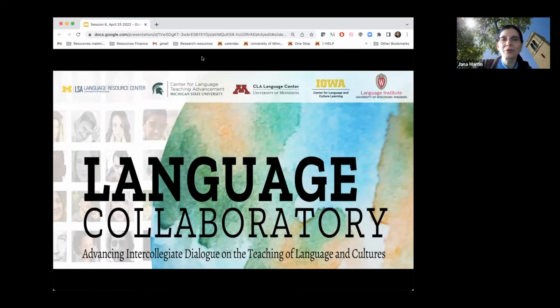The Language Collaboratory is a partnership for the advancement of intercollegiate dialogue and the teaching of languages and cultures, driven by language centers and institutes at the University of Iowa, the University of Michigan, the University of Minnesota, Michigan State University, and the University of Wisconsin-Madison. Our aim is to provide collaborative professional learning opportunities for educators of language, culture, and literature at the 5 institutions.